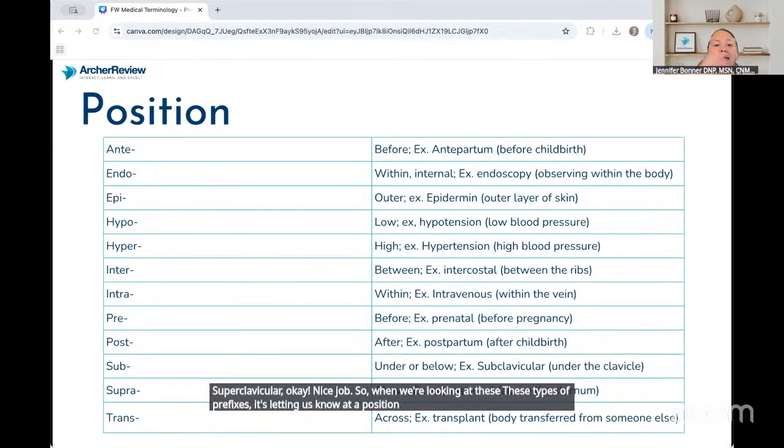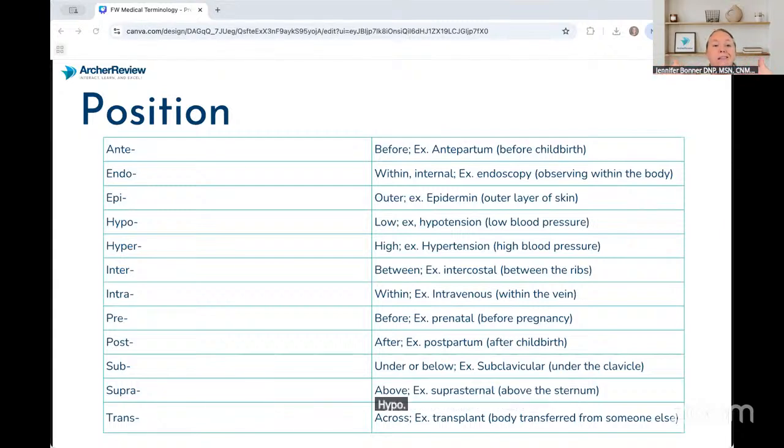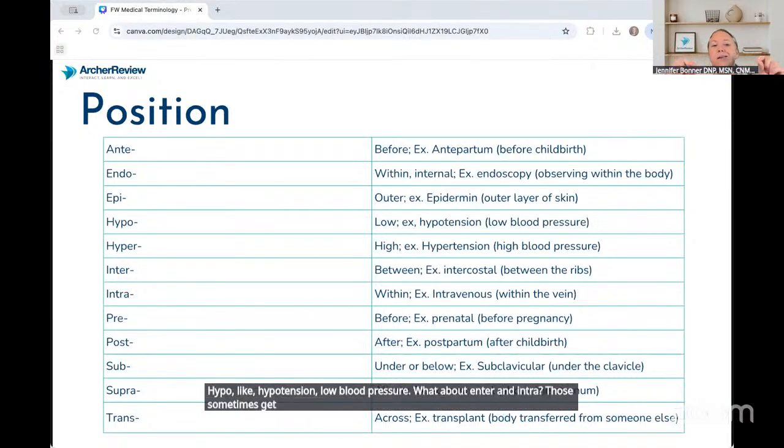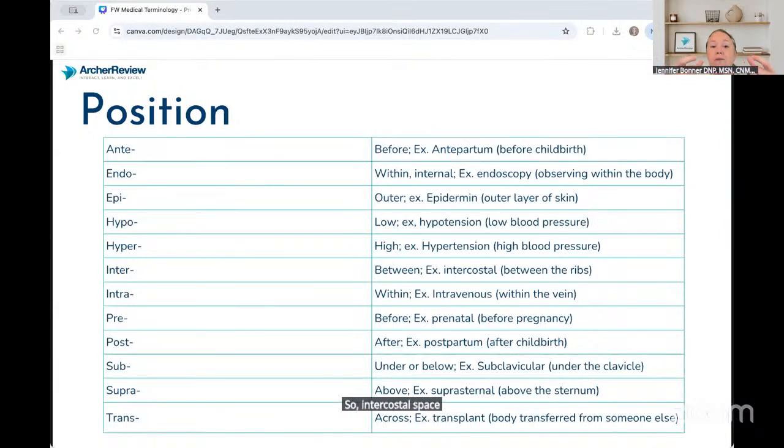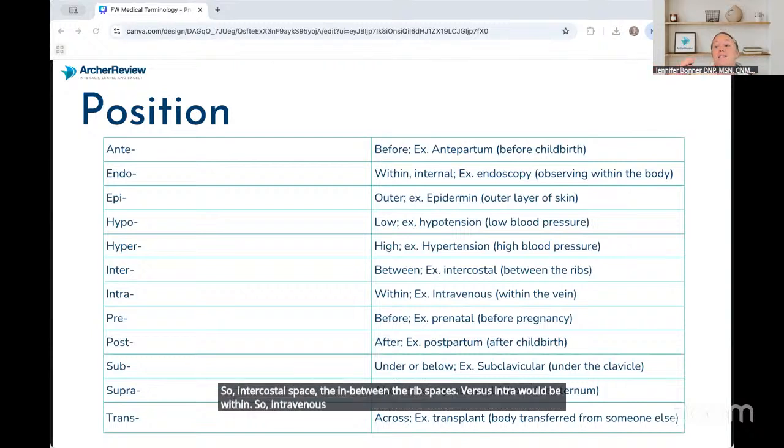So when we're looking at these types of prefixes, it's letting us know a position. So ante, you might see it like antepartum, before childbirth. Hypo, like hypotension, low blood pressure. What about inter and intra? Those sometimes get confusing. Inter is between. So intercostal space is in between the rib spaces, versus intra would be within. So intravenous is something that is given inside the vein, within the vein.